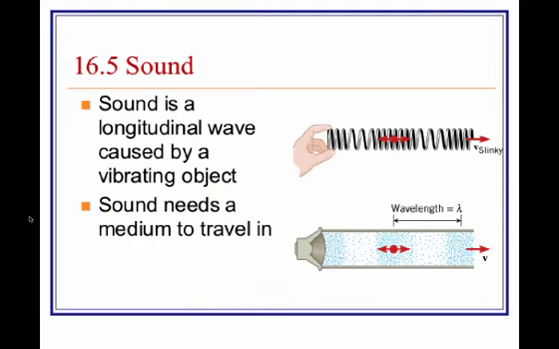Sound is a mechanical longitudinal wave. Mechanical meaning that it needs a medium to travel through, so it needs some particle, something to move through, and it is a longitudinal wave, meaning that the oscillation is in the same direction as the wave speed, as the wave itself. So that means the back and forth motion of the oscillation is in the same direction as the wave.